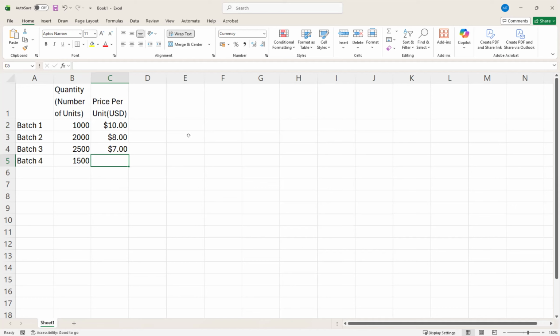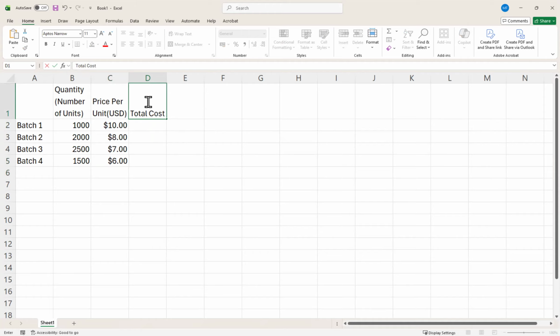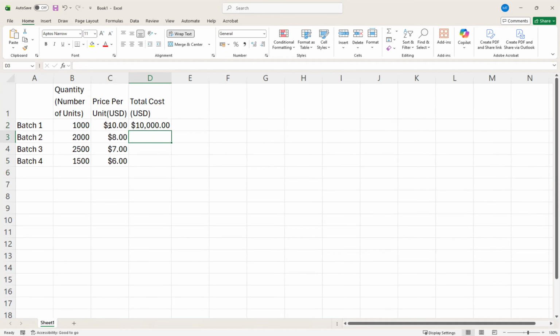An environment where prices are decreasing for every batch. So 7 and let's say 6, just to make it simple. The total cost in USD will be how much? This will be equal to quantity multiplied by price. So we have $10,000.